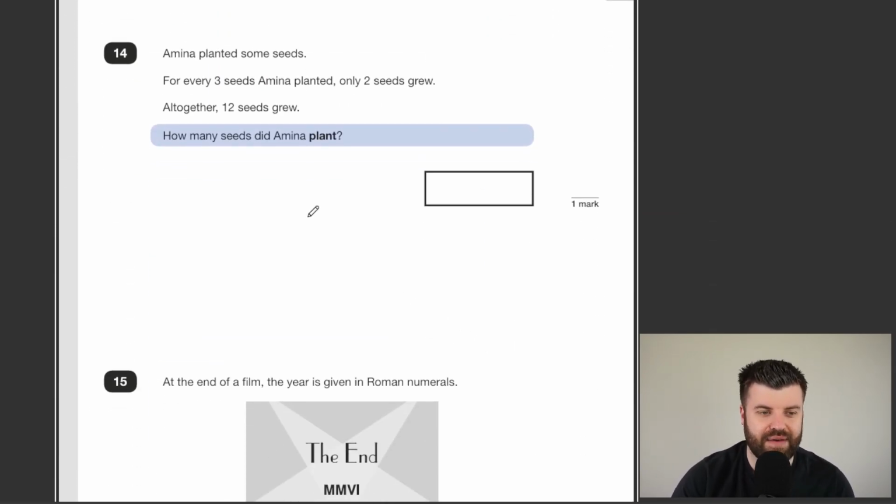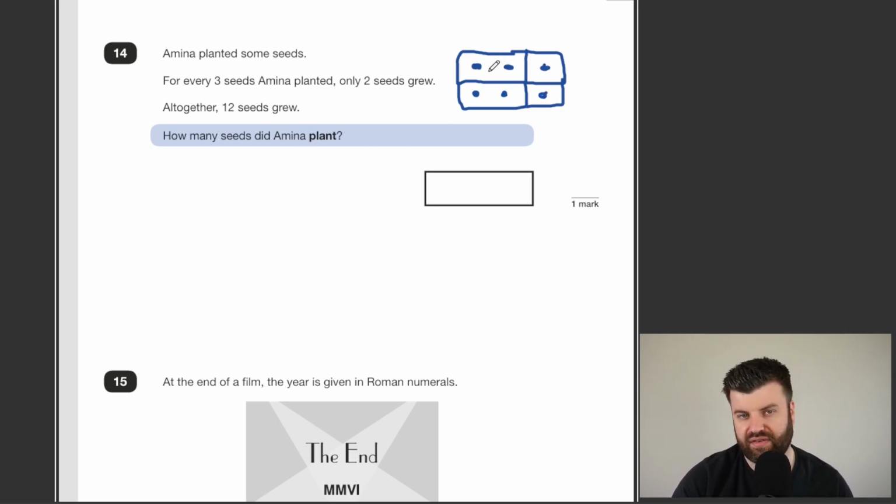Question 14. Amina planted some seeds. For every 3 seeds that Amina planted, only 2 grew. So that means out of 3, 1, 2, 3, only 2 grew. So if she managed to plant 6 seeds, that would mean 2 more grew, but 1 didn't. So for 6 seeds, she would have 4 that grew.